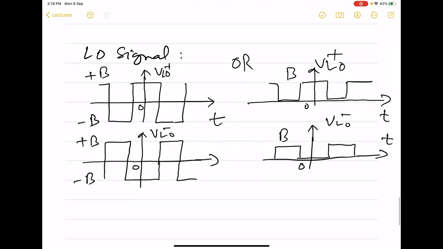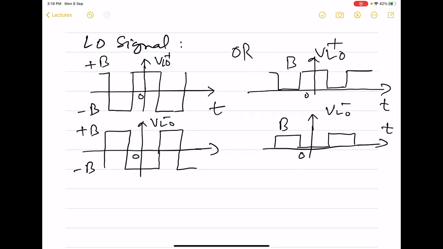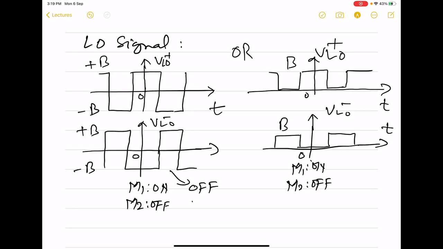So we see that during one part of LO, say for example, in this case, M1 is going to be on and M2 is going to be off. Same thing will happen here also. M1 is going to be on and M2 is going to be off. And for the second half, the situation will reverse for these two switches.